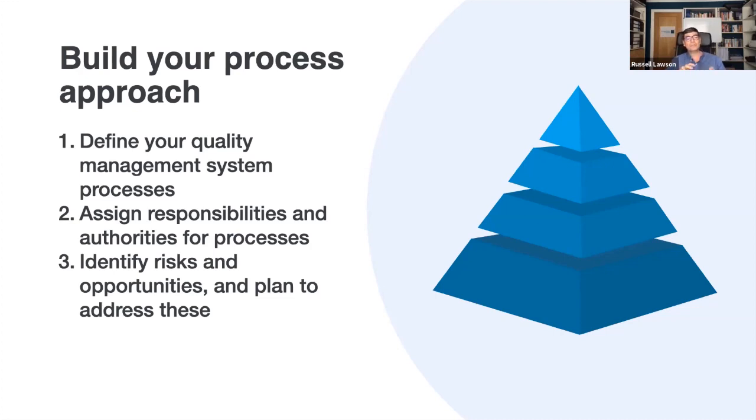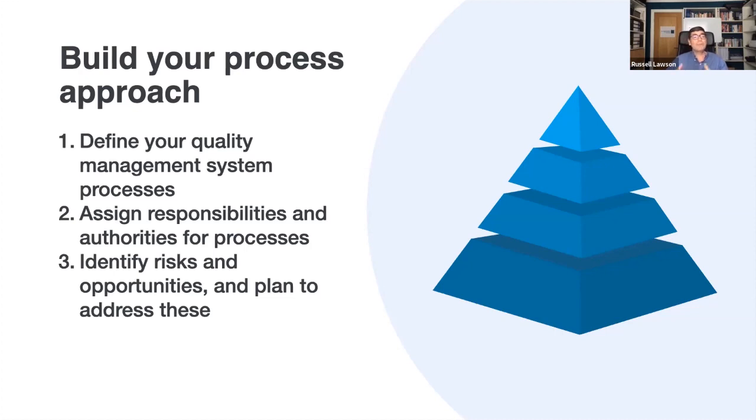Ensure that you can get the documented information needed to support the operation of processes, which basically means you can have confidence that the processes are being carried out in the way that you envisaged. In other words, making sure that you can get the evidence to prove that your monitoring or your KPIs are actually being met. And then make sure you have the right procedures and work instructions in place in order to support these processes. Then finally, number three, identify risks and opportunities and plan to address these.